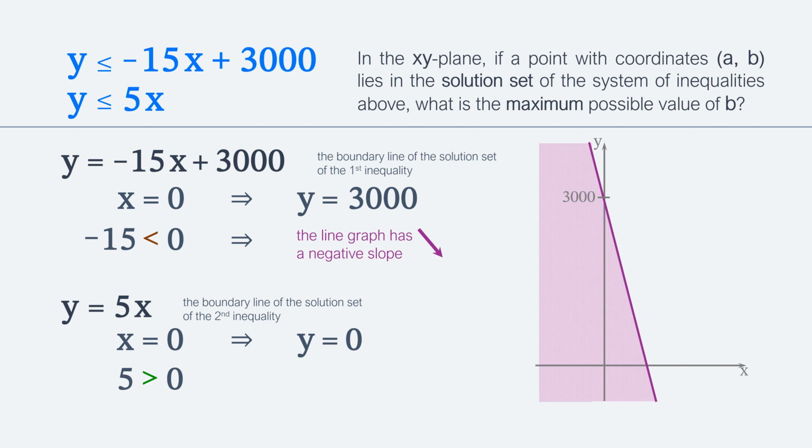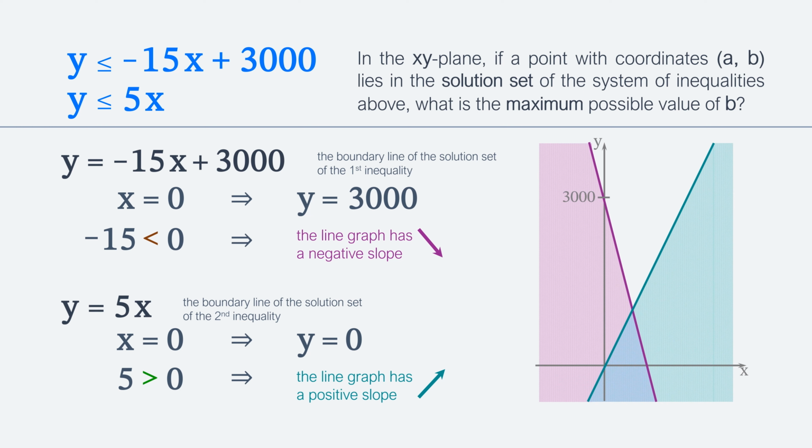5 is greater than 0. This means that the line graph has a positive slope. Let's draw a straight line with a positive slope through the origin. The solution set of the second inequality is represented by the half plane below and includes the boundary line. The solution set of the system of the inequalities is the intersection of these half planes, including the boundary lines.